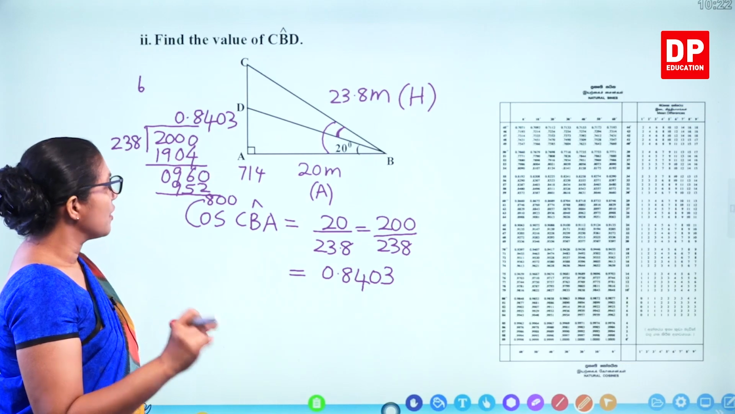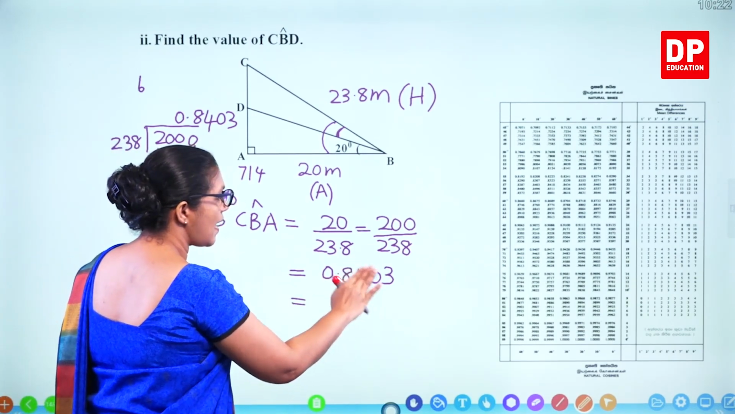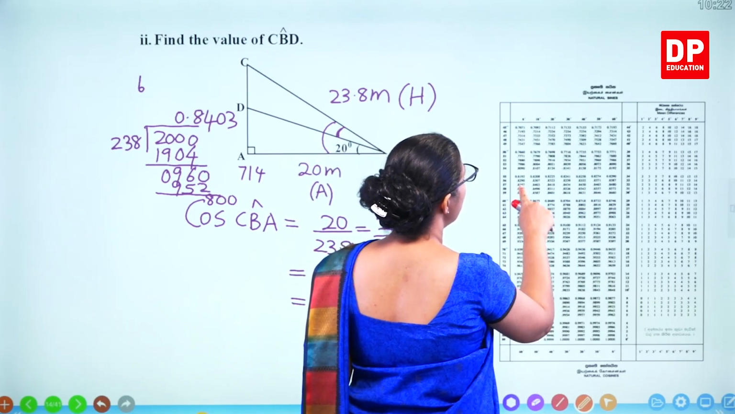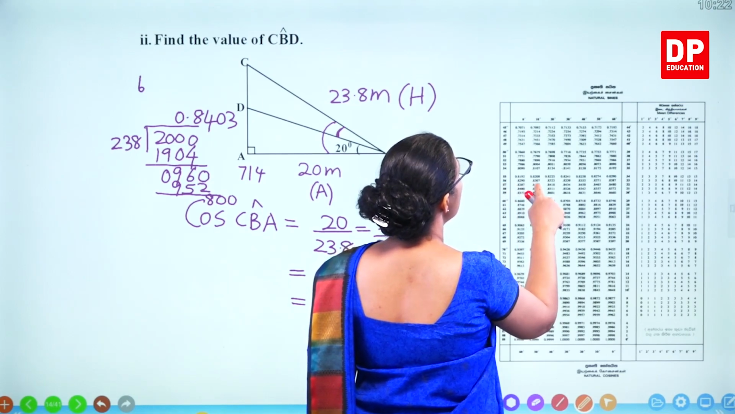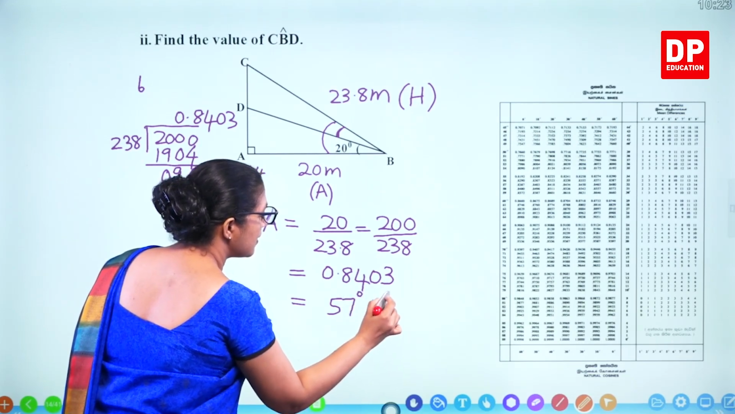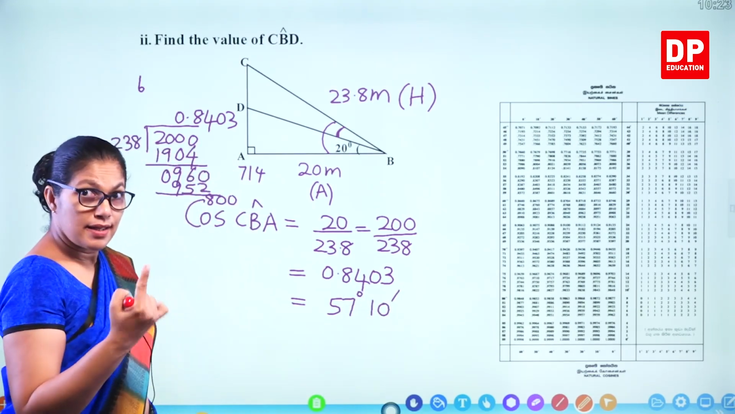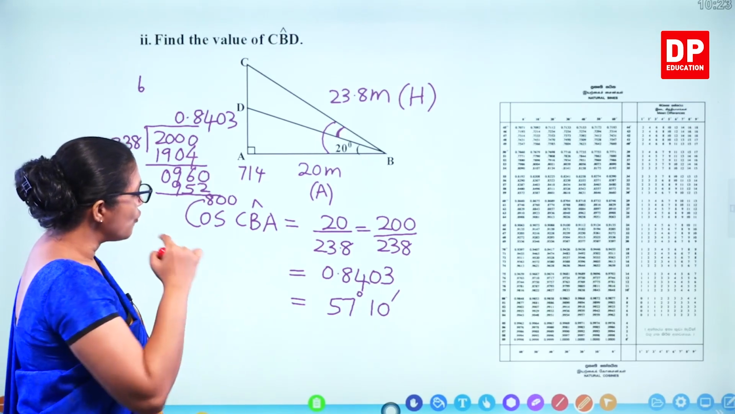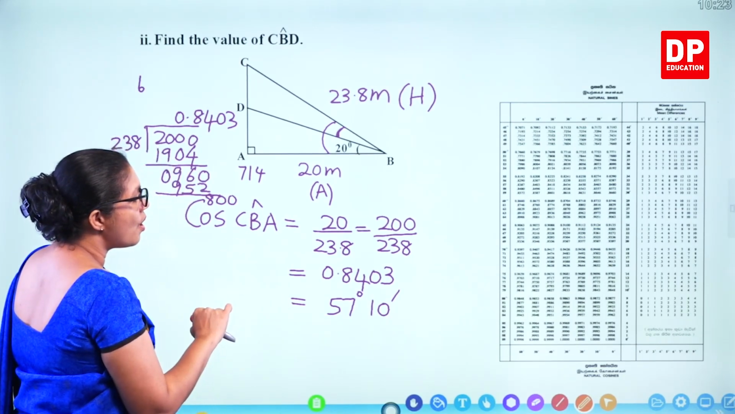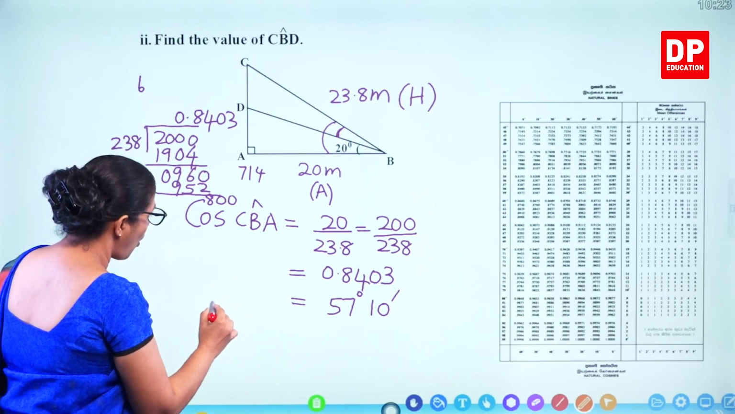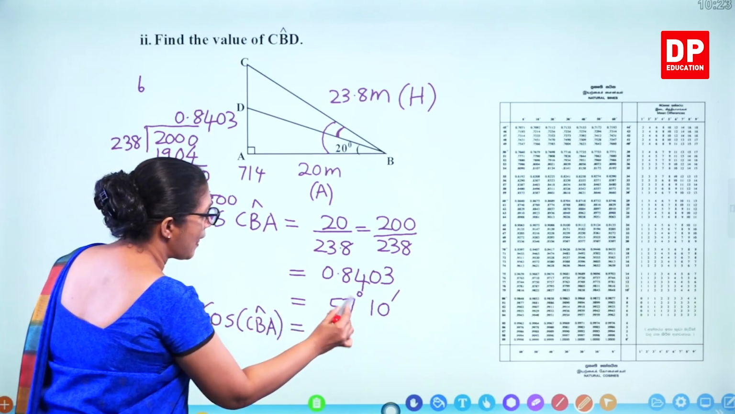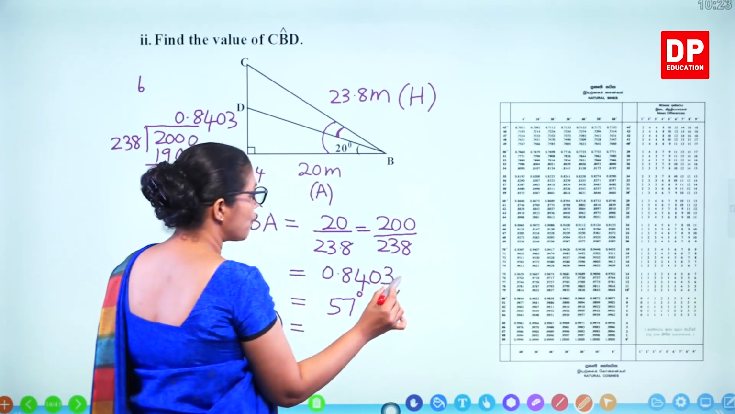It's easy. So how do you convert? So you find the sine value. 8403. Here 8403, 5710. 5710. So you can now convert to the other value. So how do you find out the other value? You do subtraction. So cos of CBA is equal to, we can subtract from 90.